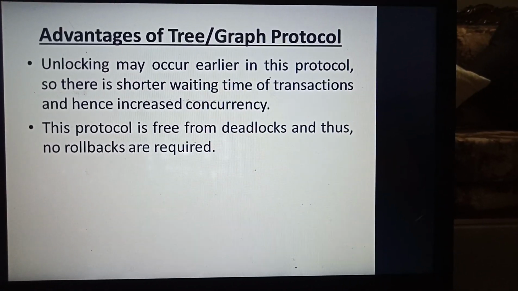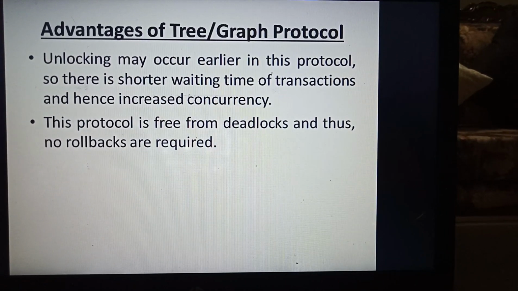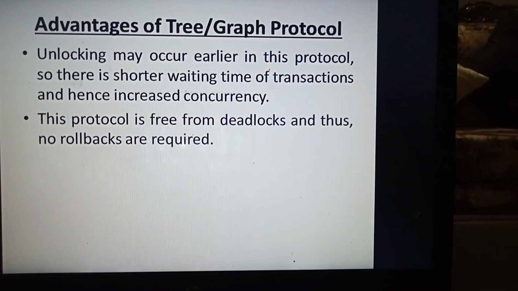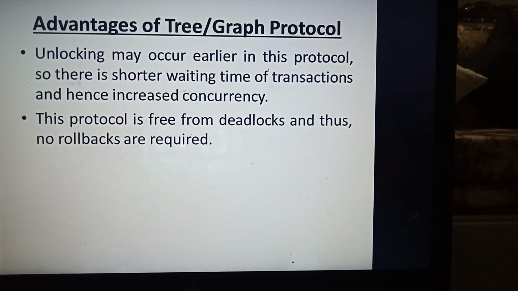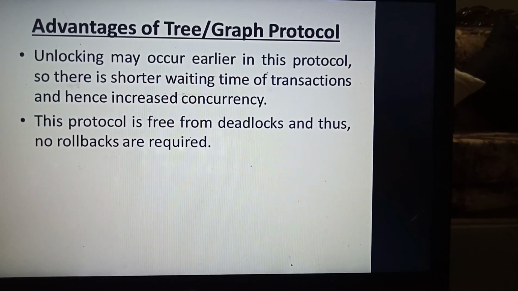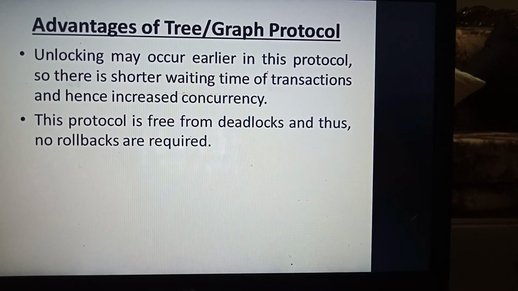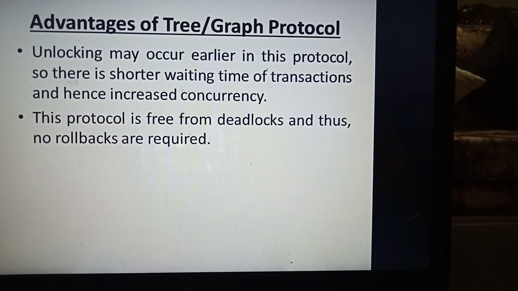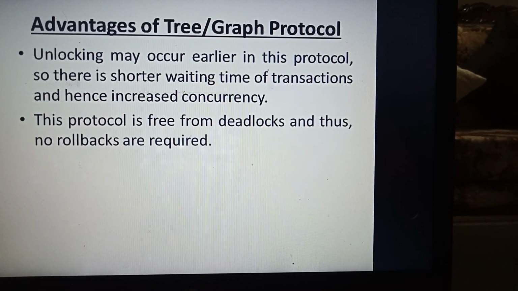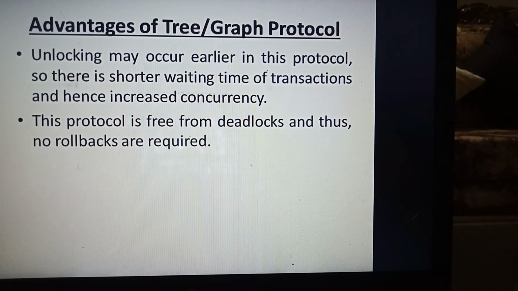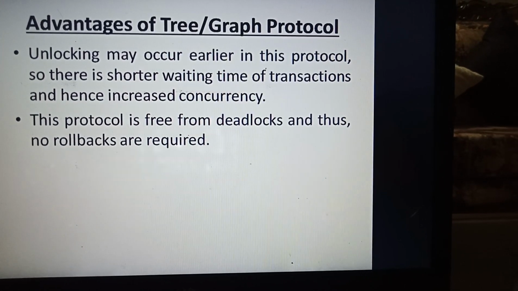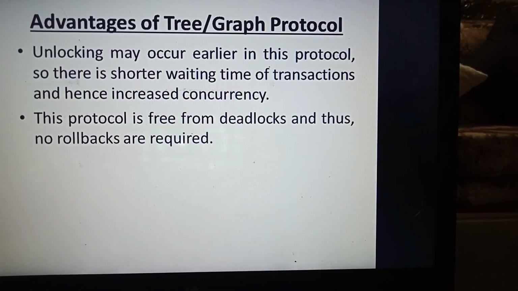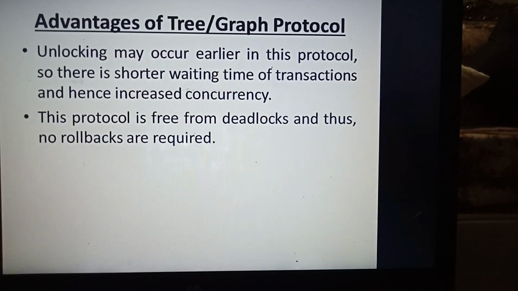Now, the advantages of the tree or graph protocol. First is unlocking may occur earlier in this protocol, so there is shorter waiting time of transactions and hence increased concurrency. And second is this protocol is free from deadlocks and thus no rollbacks are required. The deadlock was a big problem in two-phase locking, but this protocol is free from deadlocks, so no rollbacks are required.